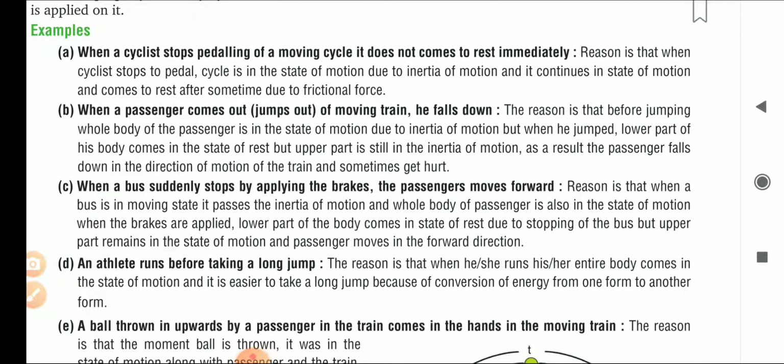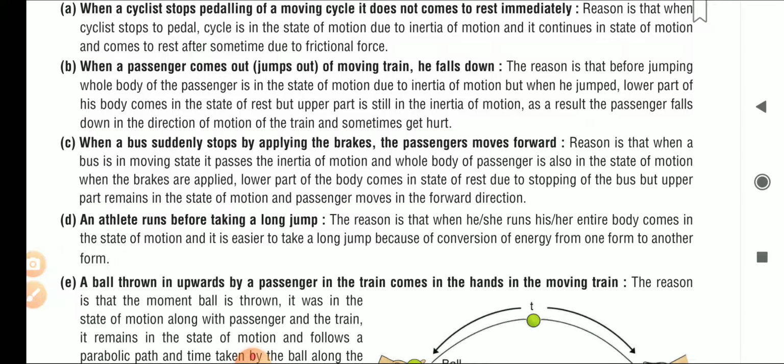When a cyclist stops pedalling a moving cycle, it does not come to rest immediately. The reason is that when the cyclist stops pedalling, the cycle is in a state of motion. So due to inertia of motion, it will continue its state of motion and comes to rest after some time due to frictional force. Clear?